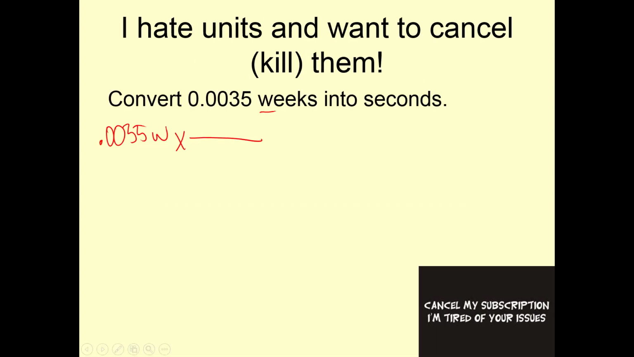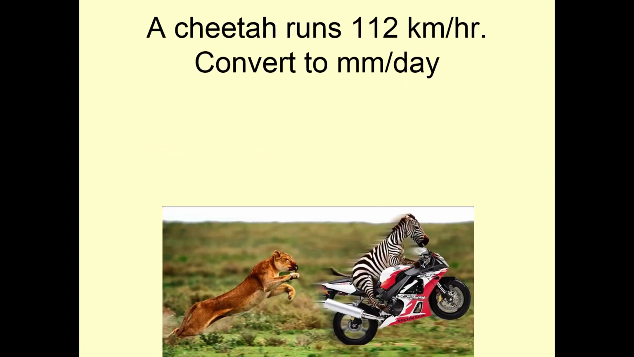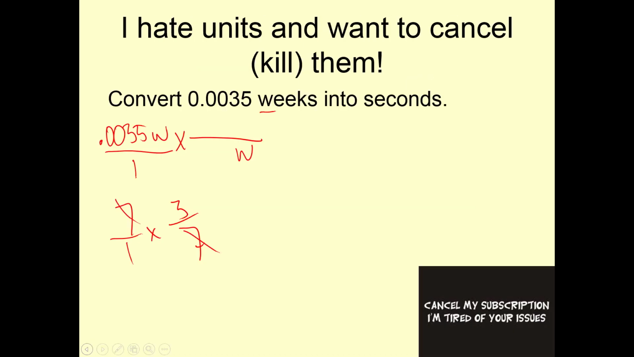And if I want to cancel something, so if weeks is here, so let's say I have 7 and I multiply it by 3/7. See how my 7s would cancel? So if I want to cancel weeks, I'm going to put weeks on the opposite side. So this is in the numerator. This will be on the denominator.